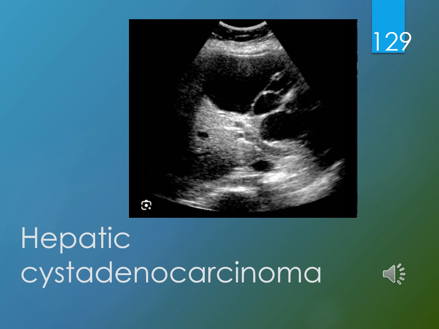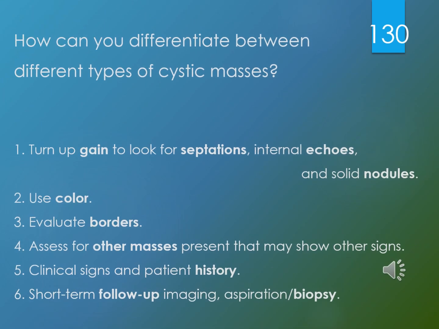Here's a cystic area in this liver. This is a cancer. This is hepatic cystadenocarcinoma. So if cystic areas can be both benign and malignant, how can you differentiate between different types of cystic masses? Number 1, turn up your B mode gain and look for septations, internal echoes, and solid nodules. Use color. Color is your friend. Evaluate borders. Assess for other masses present that may show other signs. Use your clinical signs and patient history that's available to you. And sometimes they have to do short-term follow-up imaging or they have to aspirate and biopsy.